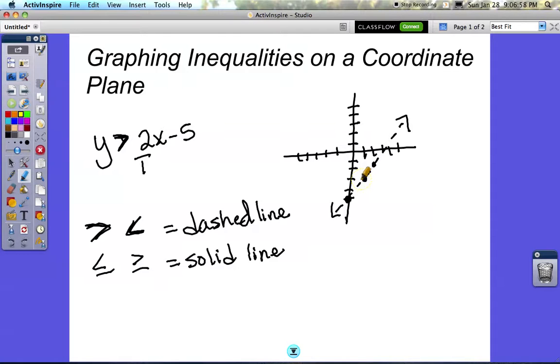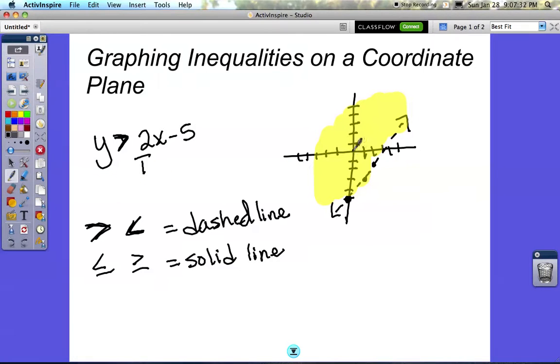Now, y either goes up or down, correct? The y-axis, up or down. Where are all the numbers greater than this point? Up or down? Up. So this is the side of the line that you will shade. And you shade it to show where all your solutions lie. You can pick any value of x and y in this shaded region, and it will make this true.